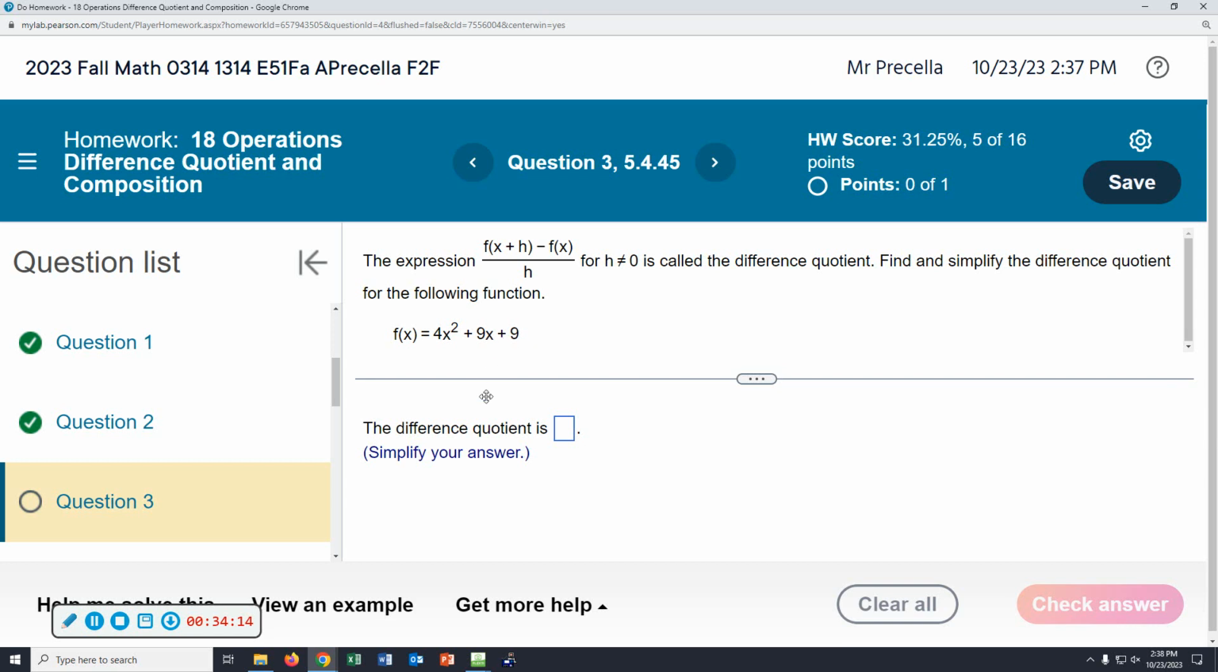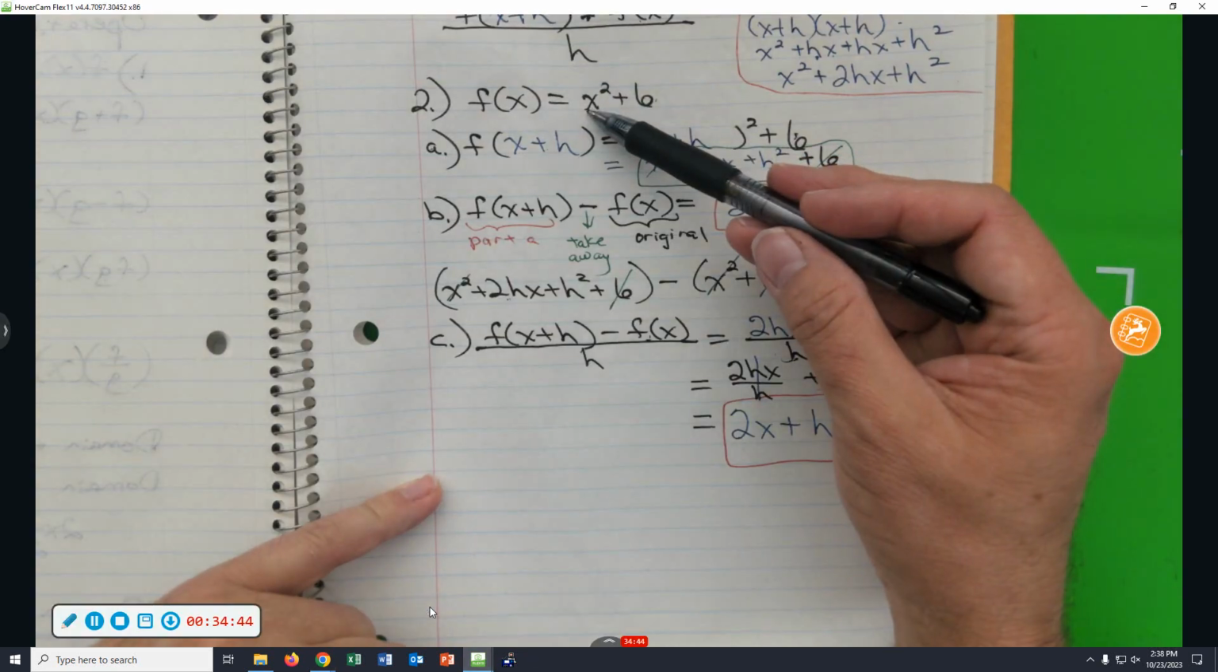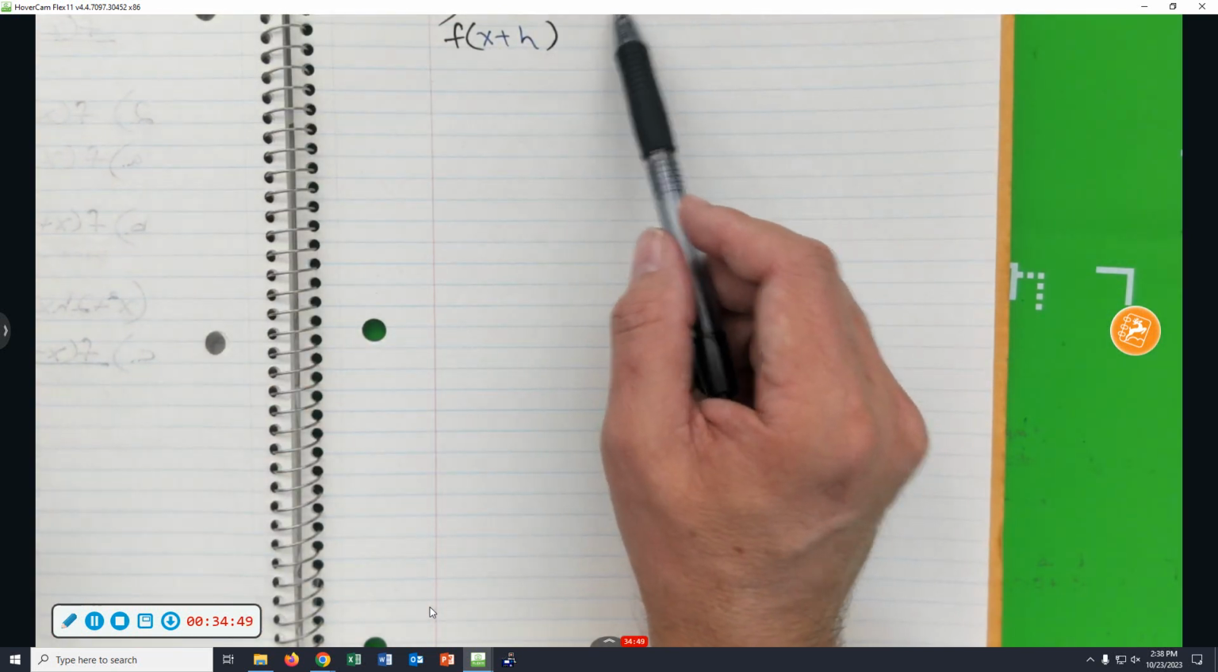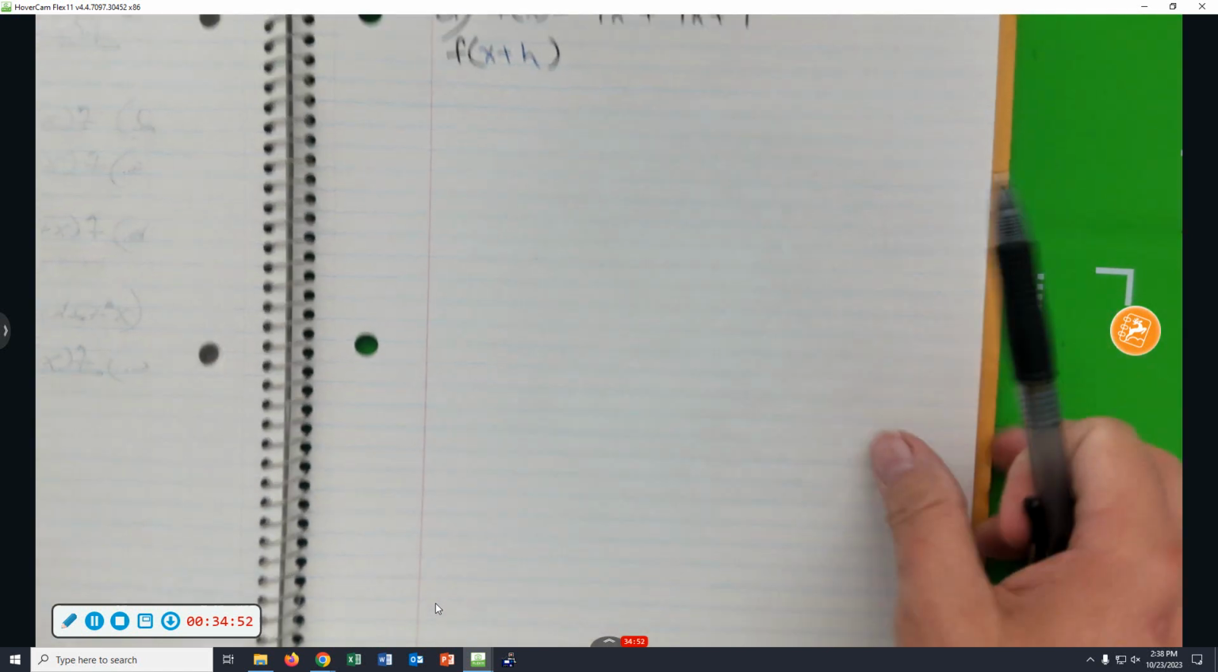Why not use color code? F of x plus h blue minus f of x red. Maybe I will. So I think I'll do it like this instead. We're going to first of all find f of x plus h. This is going to be a little messier because in the previous one there was only one x, wasn't there? In f of x, just that x squared right there. But here there are two x terms. Both x terms have to be replaced with what we have in the parentheses.